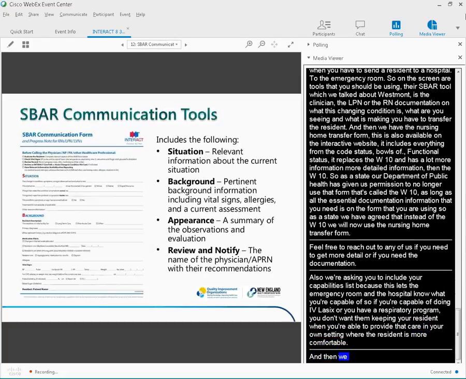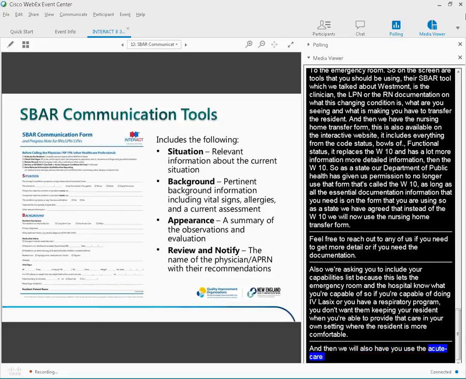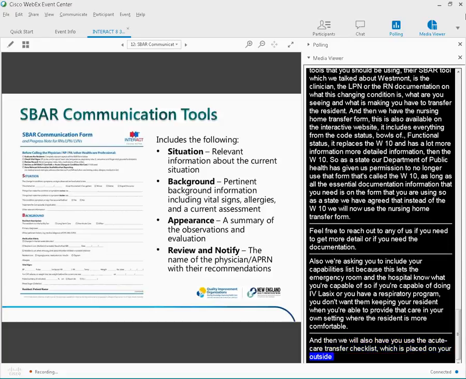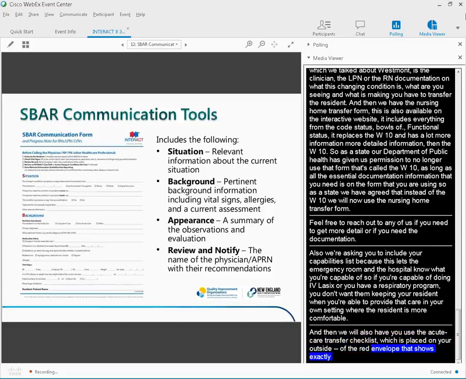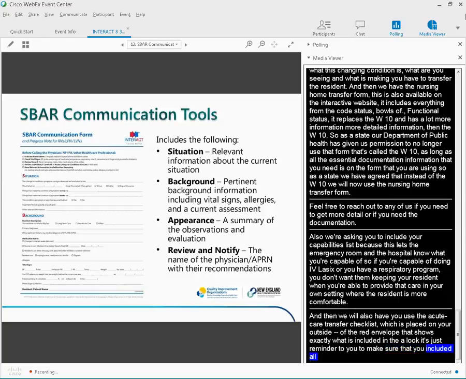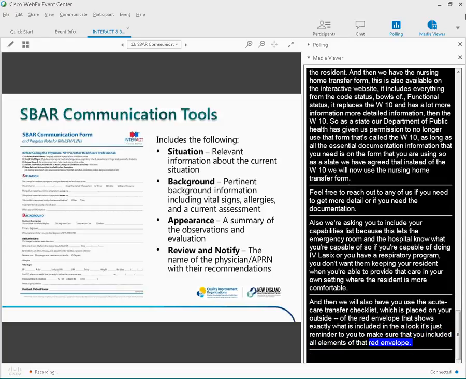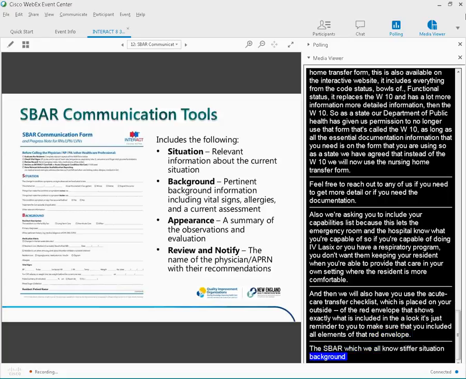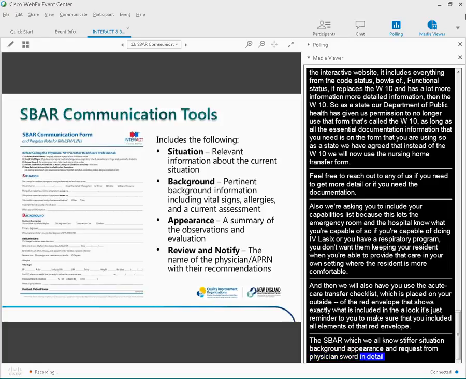And then we will also have you use the Acute Care Transfer Checklist, which is placed on the outside of the red envelope that shows exactly what is included in the envelope. It's just a reminder to you also to make sure that you've included all elements of that red envelope. So as I said, the SBAR, which we all know stands for Situation, Background, Appearance, and then a request from the physician. So you're basically writing in detail what it is that's bringing the resident to the hospital.